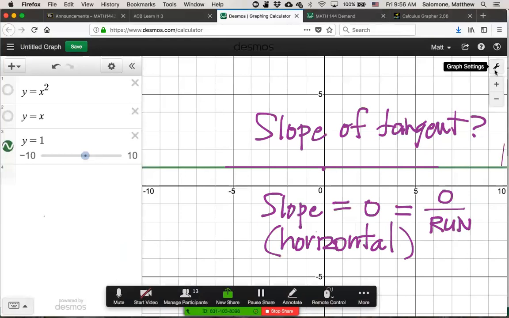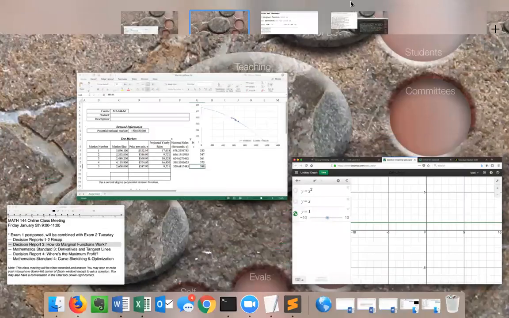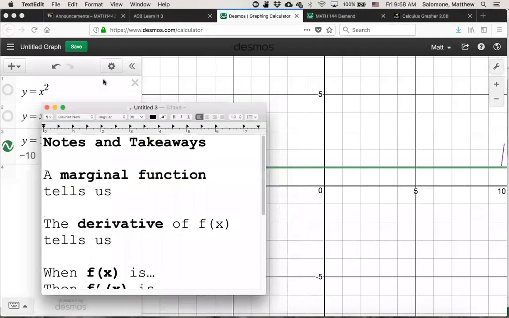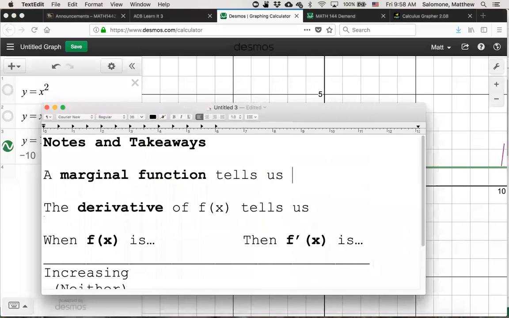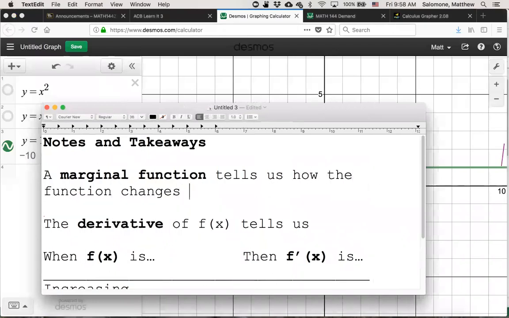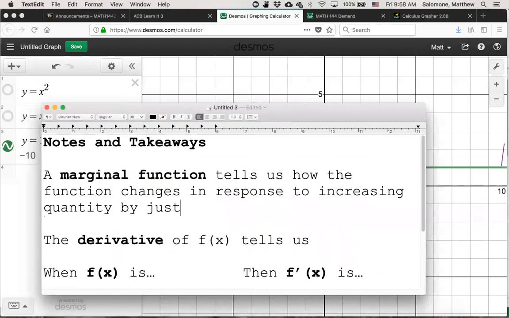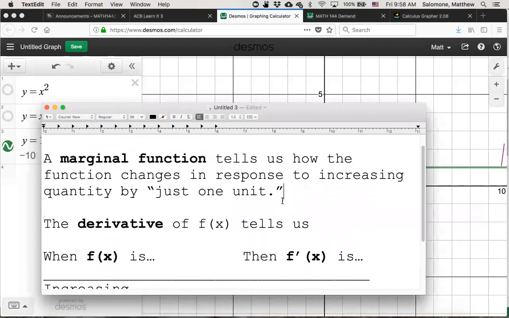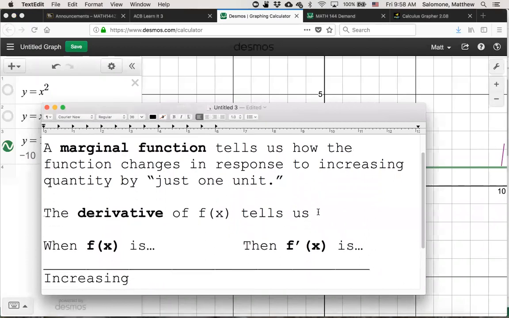The first thing we learn out of this, let me grab my notes and bring them back onto our screen. Here are some notes and takeaways for today. First, a marginal function tells us how the function changes in response to increasing our quantity by just 1 unit, in quotes. So with marginal demand, it tells us how the price changes in response to increasing quantity by just 1 unit. Marginal revenue will tell us how revenue changes in response to increasing quantity by 1 unit, and so forth.